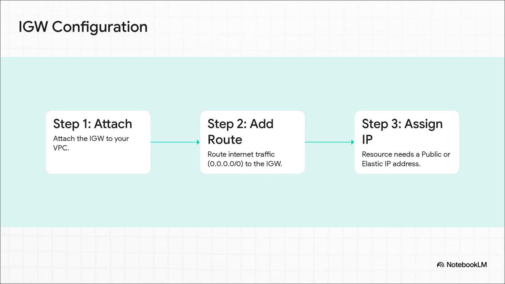First, you attach it to your VPC. Second, you have to explicitly add a route in your route table that points internet traffic to it. And third, the thing you want to be public, like your server, needs a public IP. If you miss even one of these steps, it's just not gonna work.